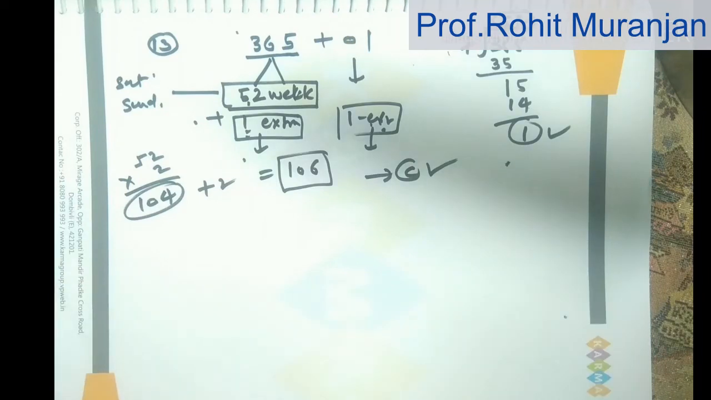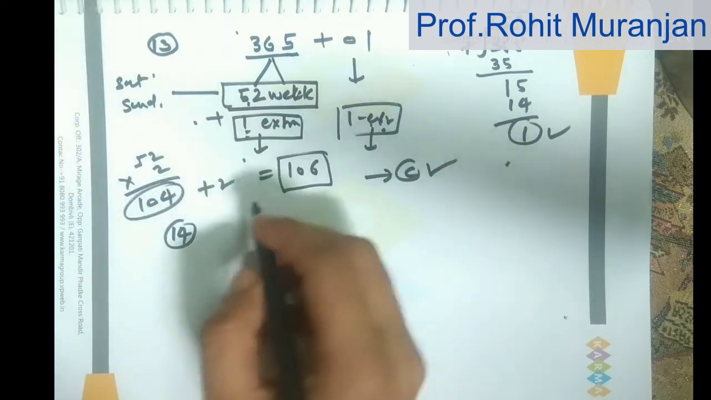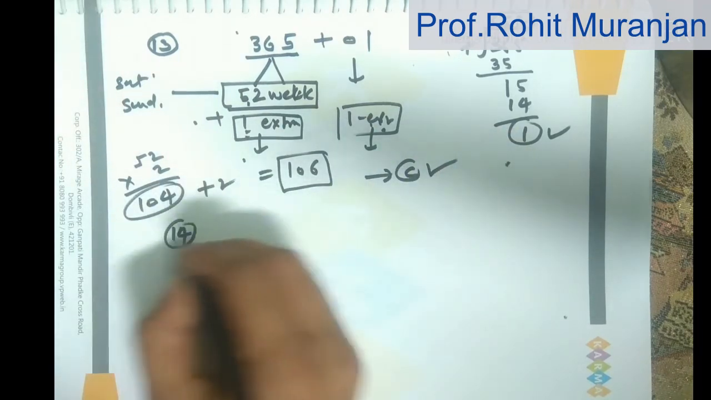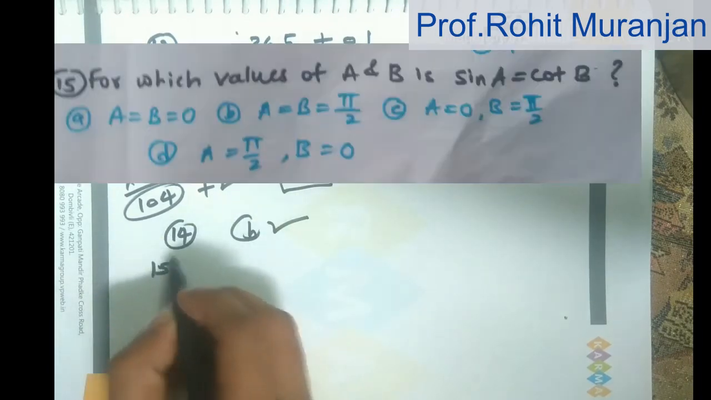Next, 14 is very easy. You simply add all the powers of 4 and you are going to get the answer for 14, which is B. This is simple. This next one is something interesting.